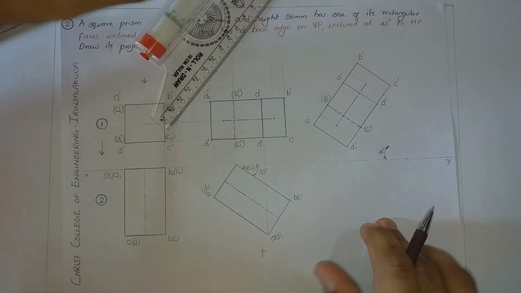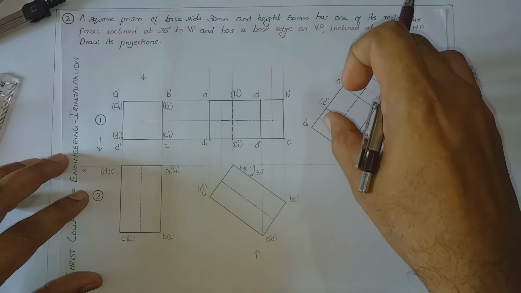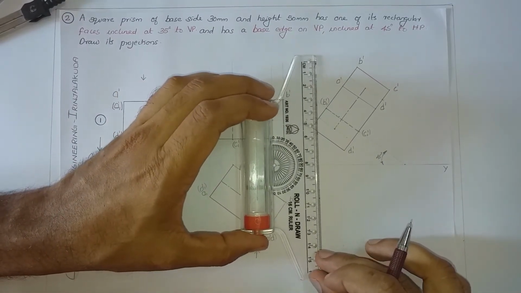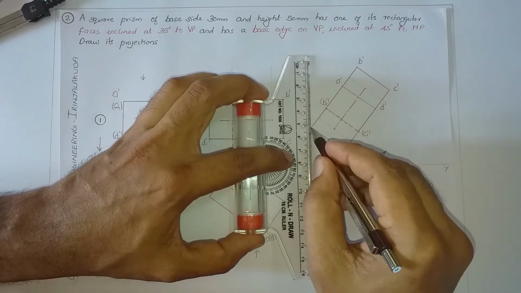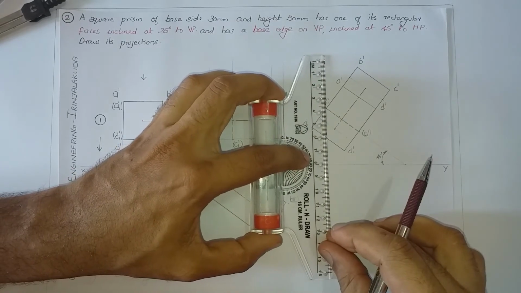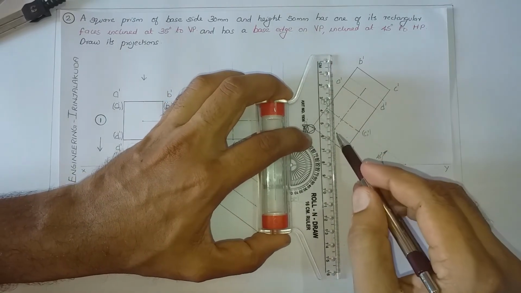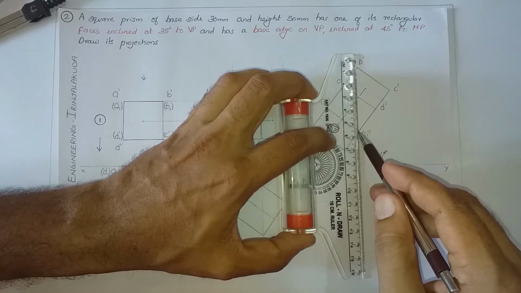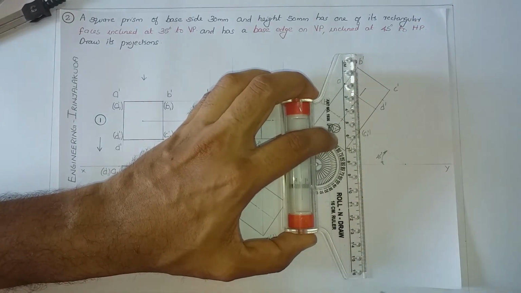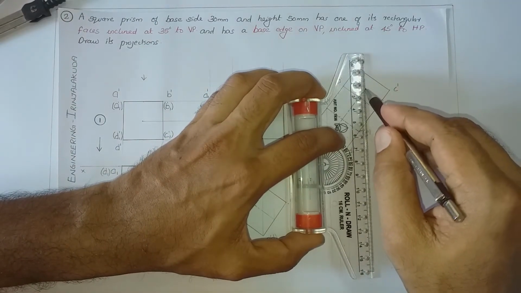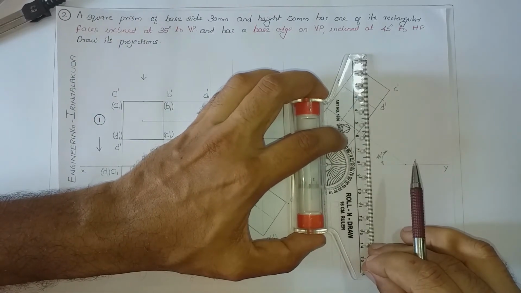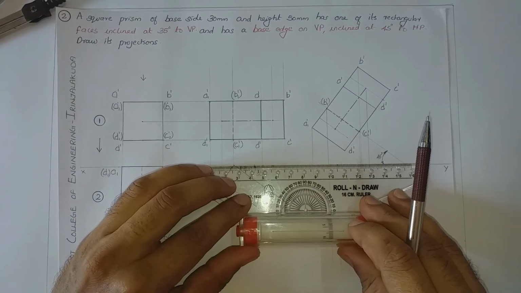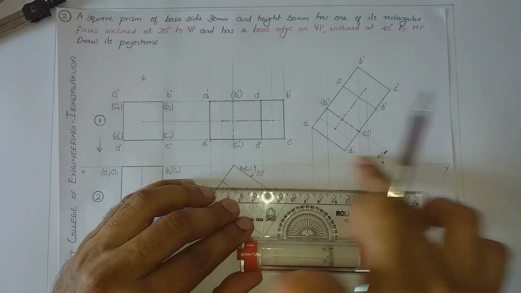Now let us draw the final top view. So in order to draw the final top view, we have to extend projectors on the present front view and previous top view. We need not extend projector from B1 C1 because already we are having our XY line.